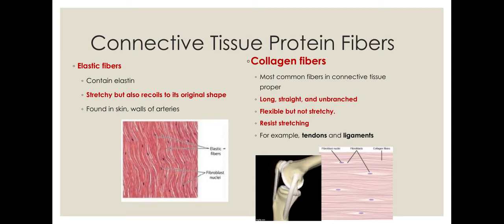Then we've got collagen fibers. That's the most common fiber in connective tissue. It's very long and straight. It's not branching. It's flexible, but it doesn't really stretch. It actually resists stretching. And we can find this in tendons and ligaments most commonly.